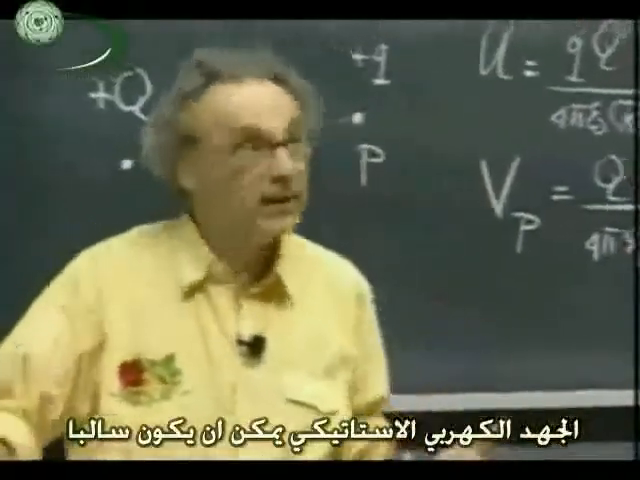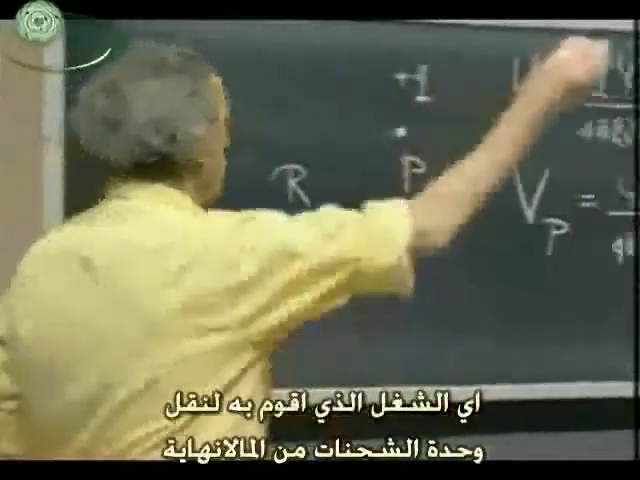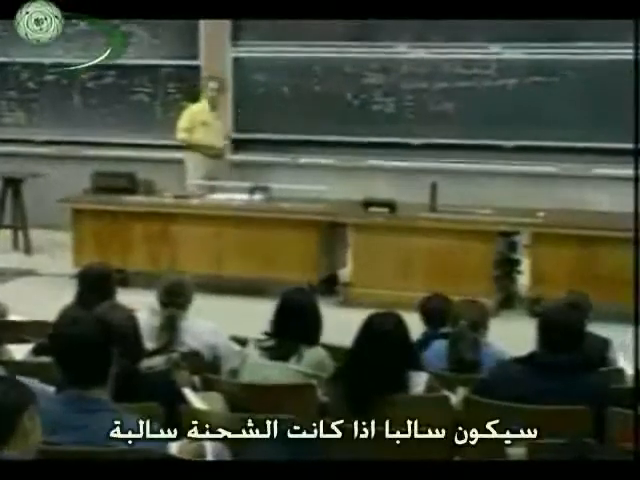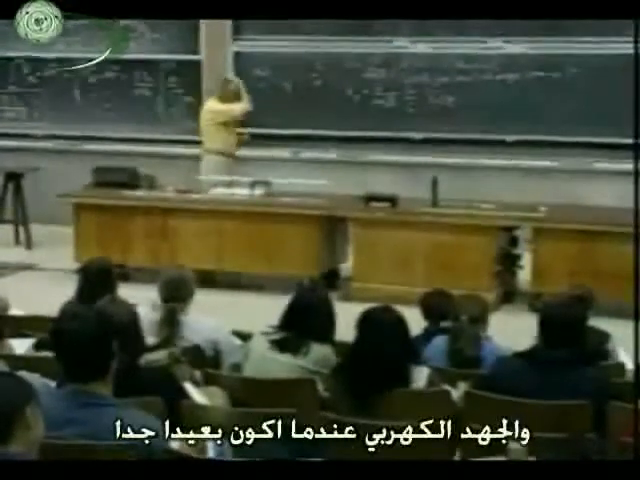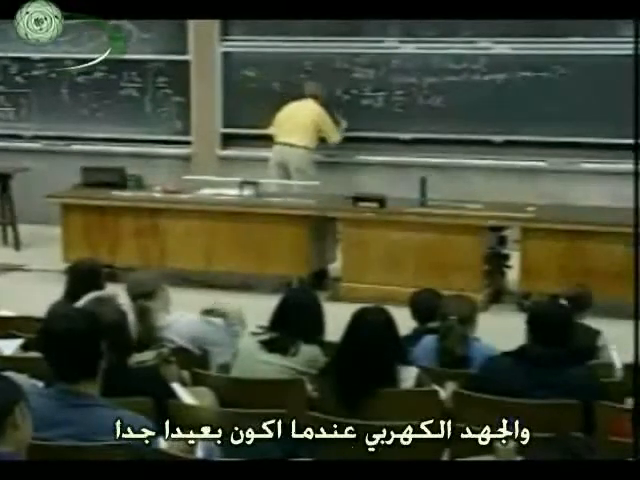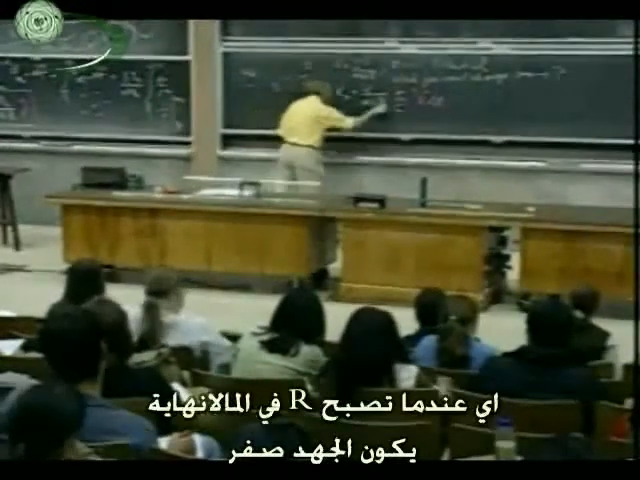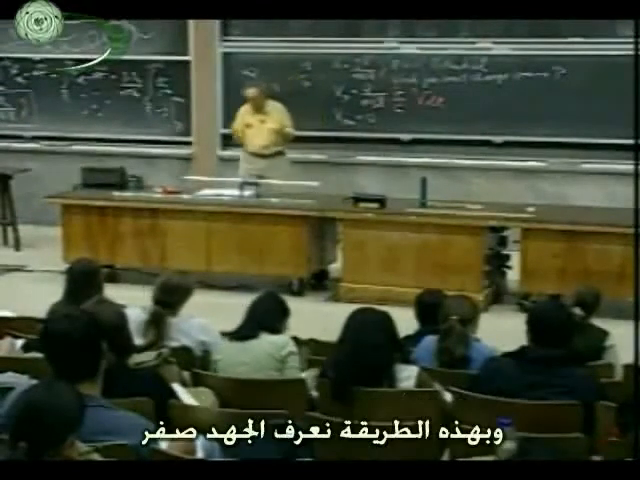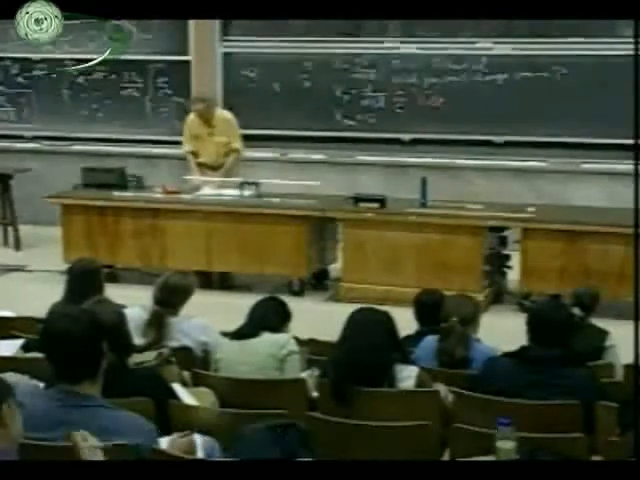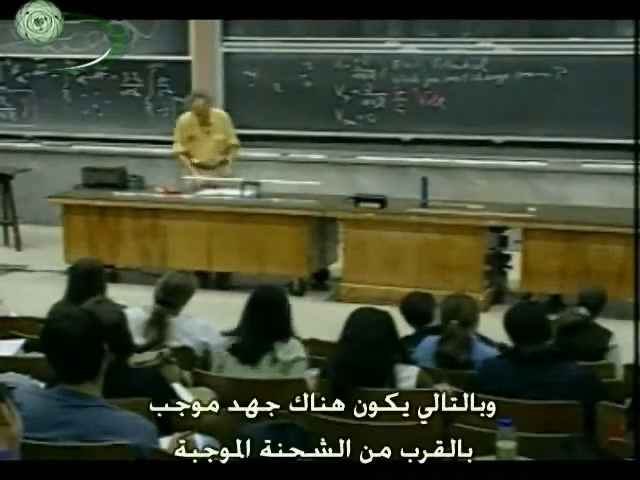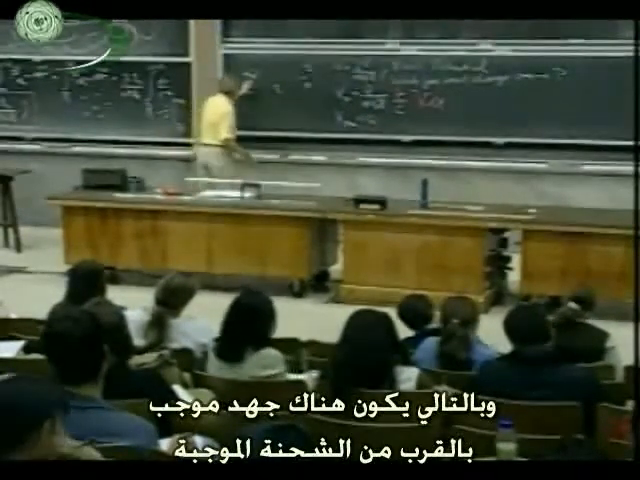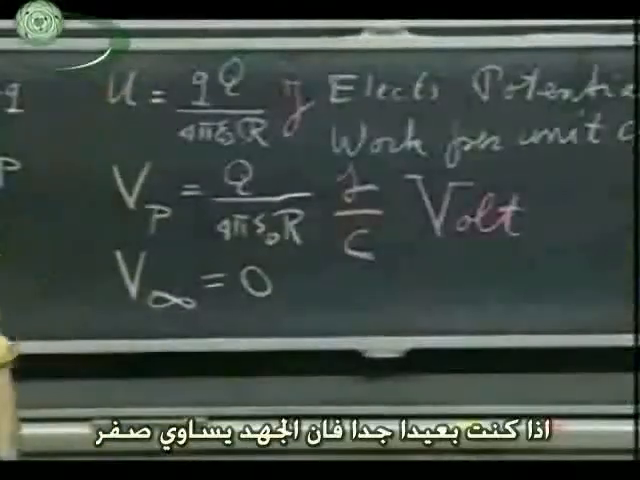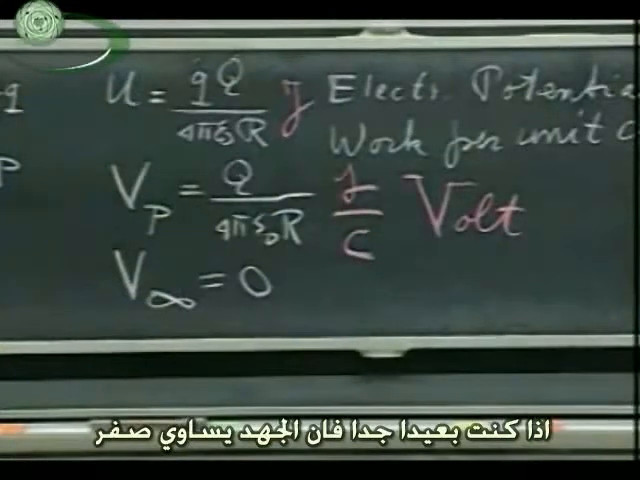Electrostatic potential can be negative. The work that I do per unit charge coming from infinity would be negative, if that's a negative charge. And the potential, when I'm infinitely far away, when this R becomes infinitely large, is 0. So that's the way we define it. So you can have positive potentials near positive charge, negative potentials near negative charge, and if you're very, very far away, then potential is 0.